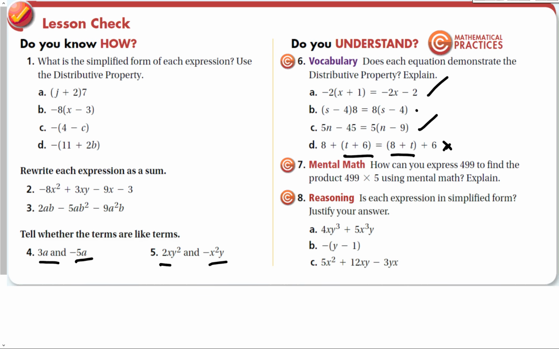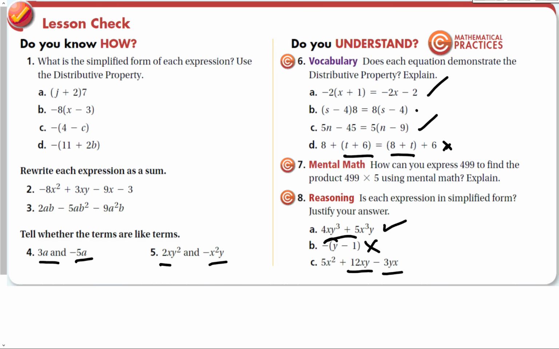How would you express 499 to find the products? That would be 500 times 5 minus 5, right? 500 minus 1 times 5. That is simplified. That is not. I need to distribute the negative to both of those. And the last one, ooh, this is tricky.